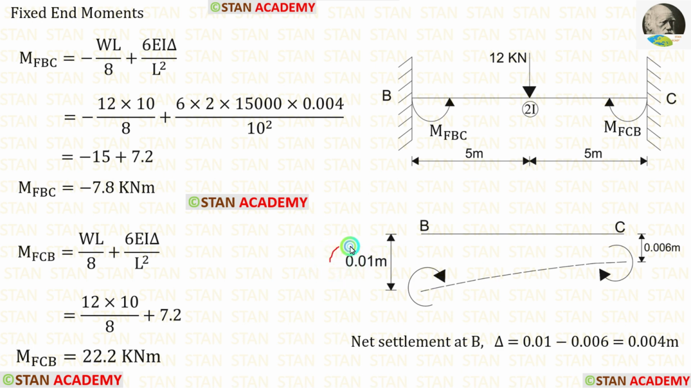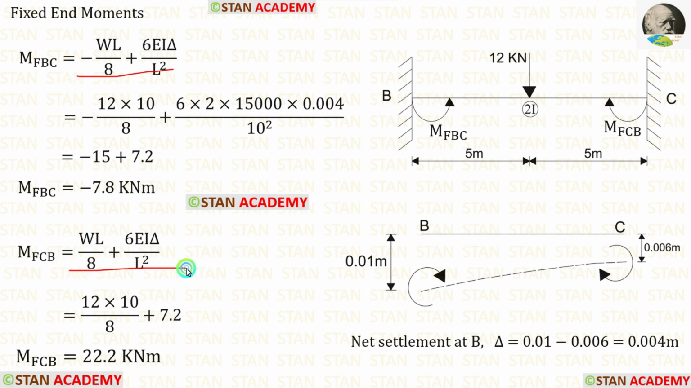Now we have to find the net settlement. The settlement in the support B is higher than the settlement in the support C. So the net settlement occurs in the point B. To find the net settlement, we have to subtract this value by this value. When we do that, we are getting 0.004 meter. Since the net settlement occurs in the left side, the fixed end moments due to sinking will be positive.